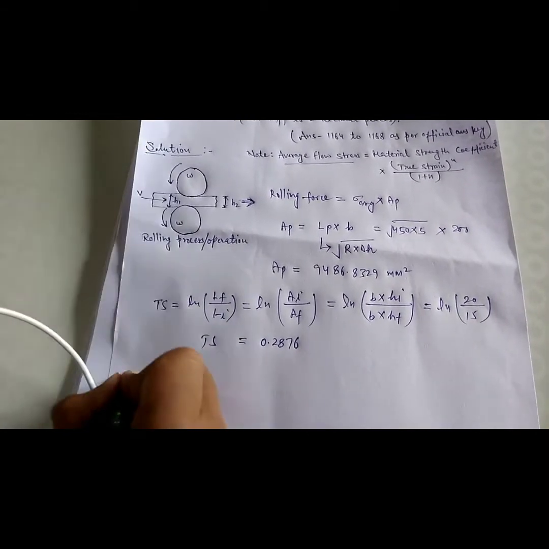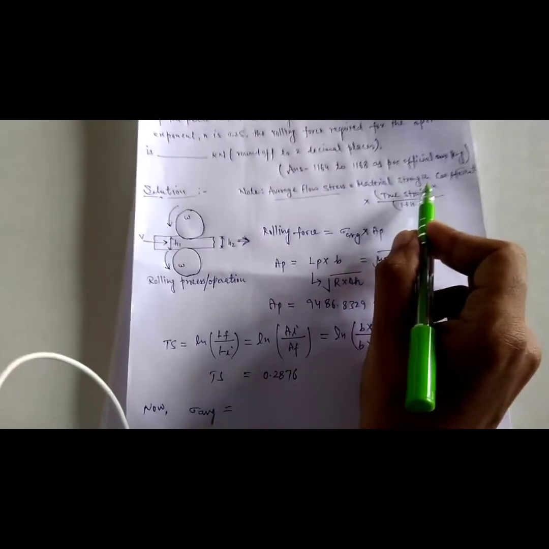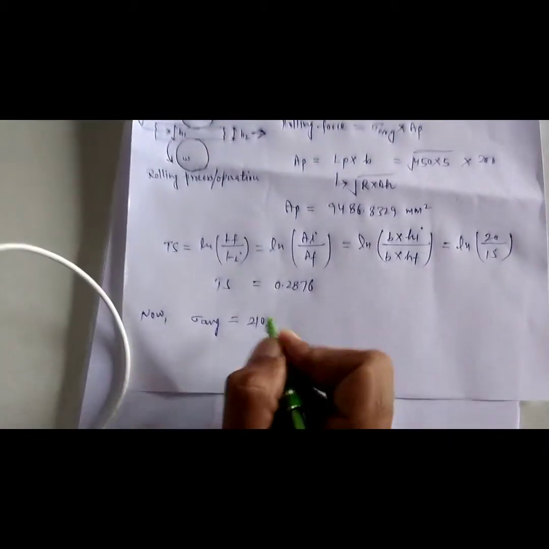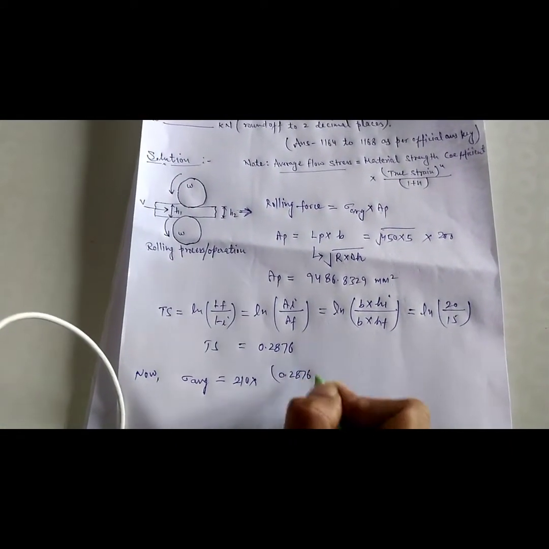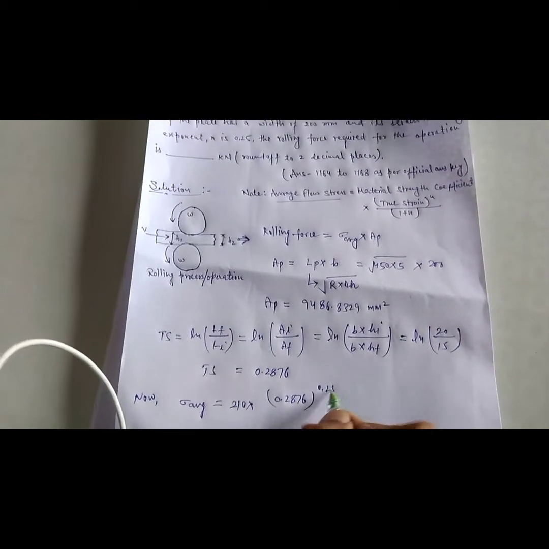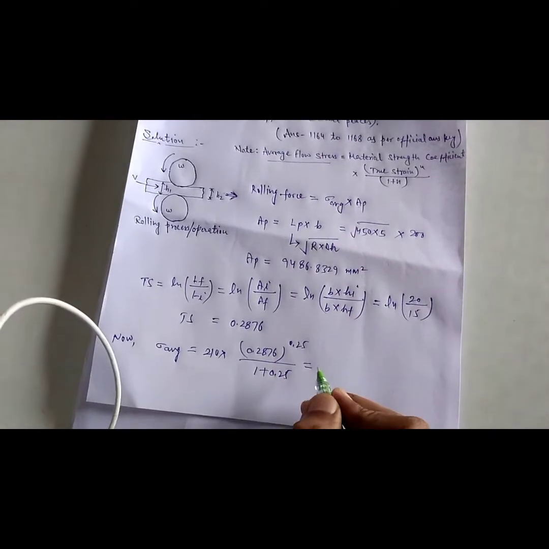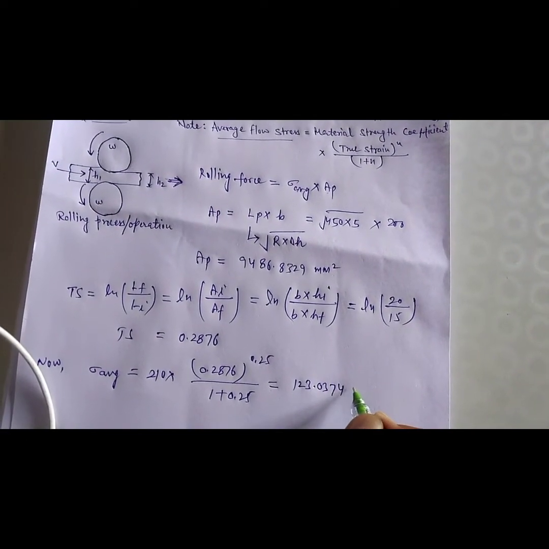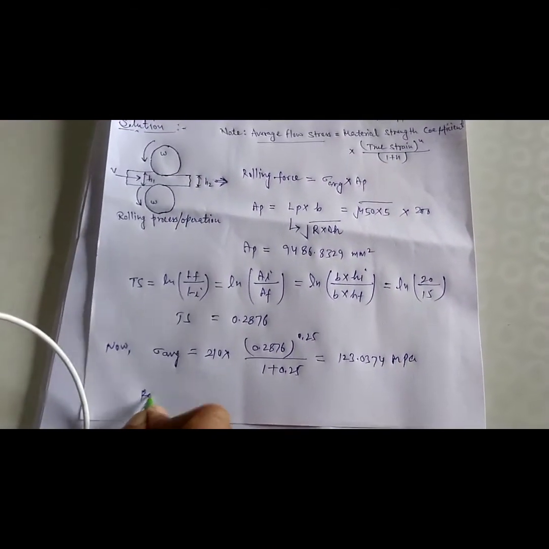True strain is equal to 0.2876. Now average flow stress will be equal to material strength coefficient, which is 210, into true strain 0.2876 to the power n, with n equal to 0.25, upon 1 plus n, which is 1.25. When we calculate this value, sigma average will come out as 123.0374 megapascal.